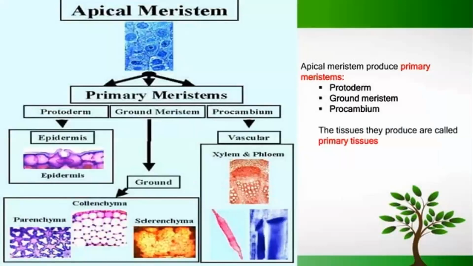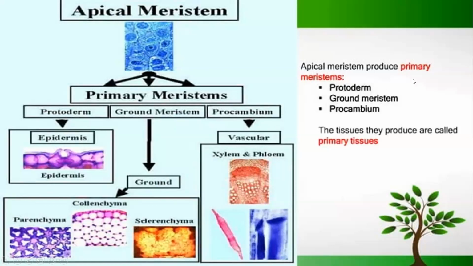Primary meristems, based on their function, are protoderm, ground meristem and procambium. From the protoderm comes the epidermis. From the ground meristem come the cortex, endodermis, pericycle, and medulla regions, and from the procambium, the vascular bundle, that is xylem and phloem. The ground meristem is constituted by parenchyma and sclerenchyma. These are the permanent tissues.